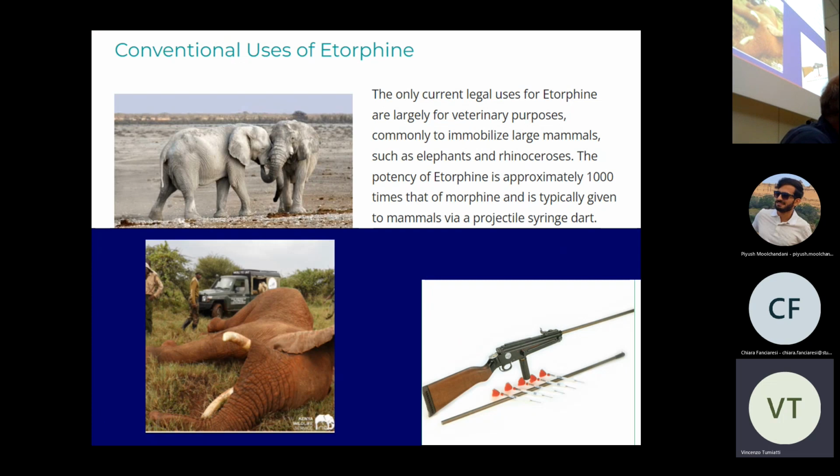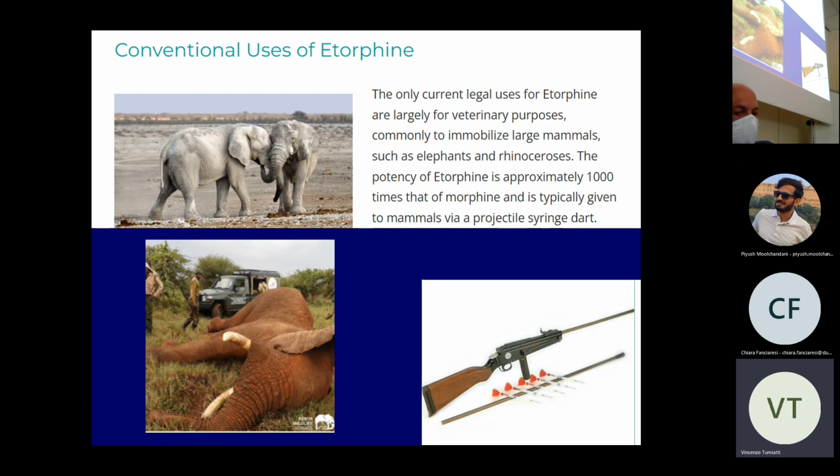We use this compound to immobilize elephants and other big animals. Just to immobilize, not to kill. For 1 hour, 2 hours, if we want to control, for example, legs, or what you want, the scientists can use this compound to immobilize these big animals.